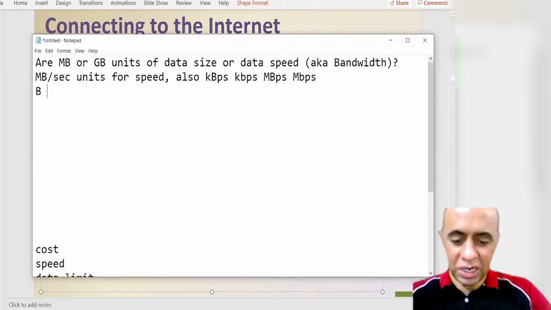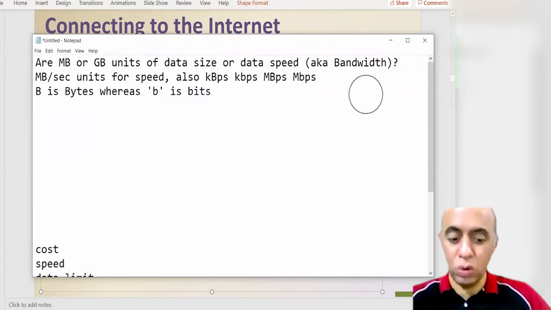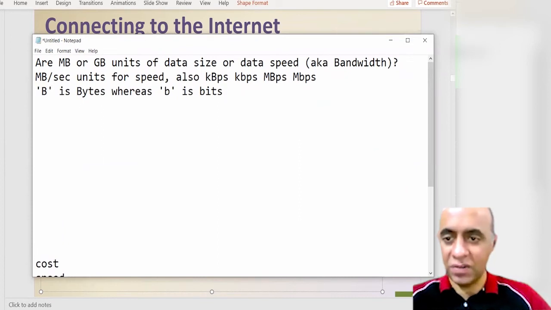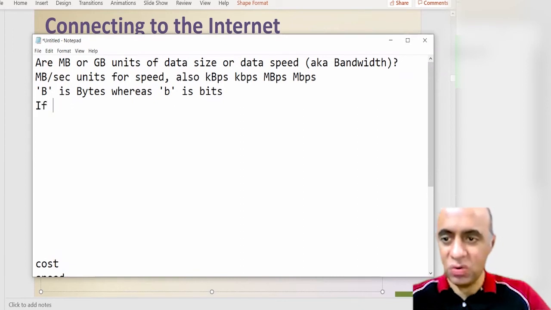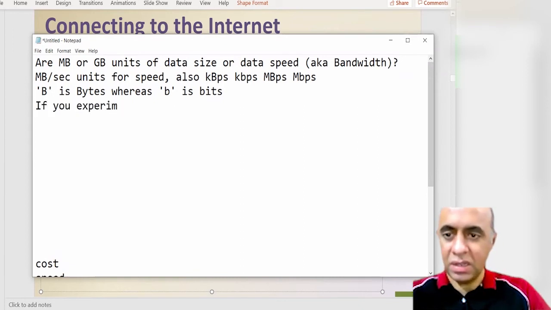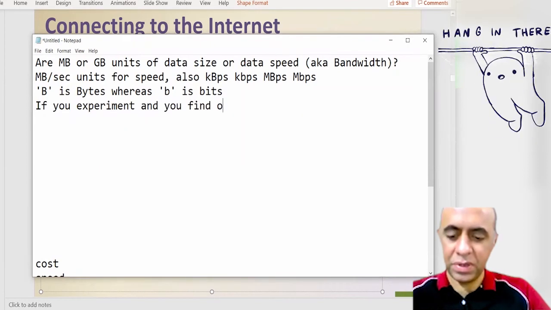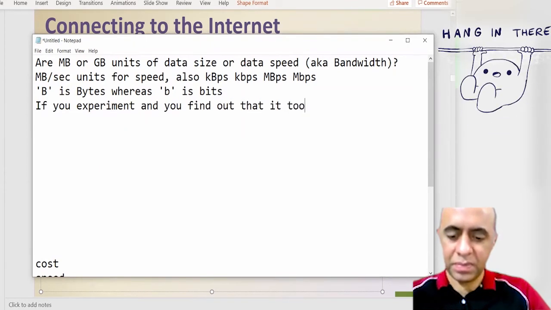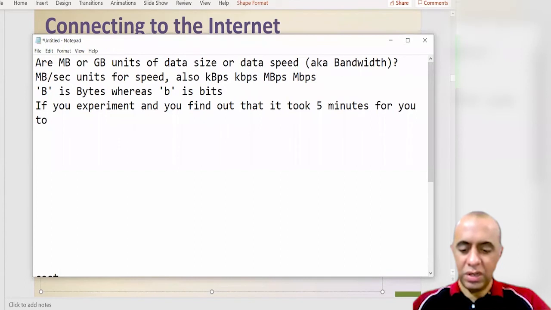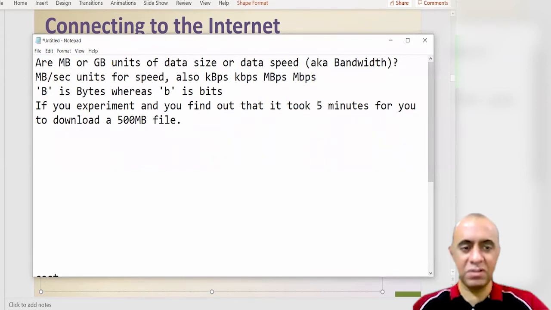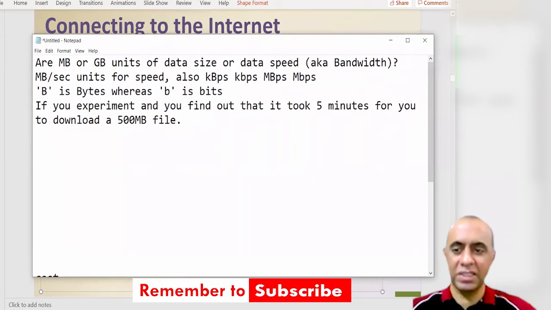This capital B is, by this I want to say, bytes, whereas small b is bits. And that's a huge difference, not to be taken lightly. So if you experiment, for example, and you find out that it took 5 minutes for you to download a 500 megabytes file. For example, there was a video file, the size of the file was 500 megabytes, right?